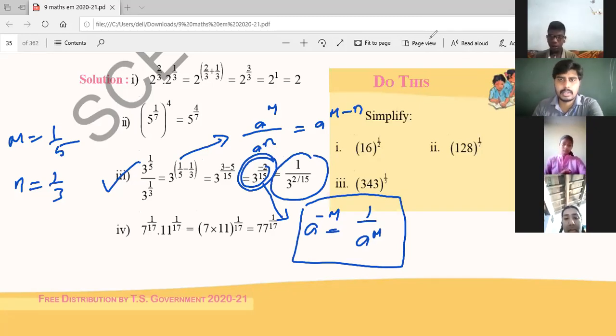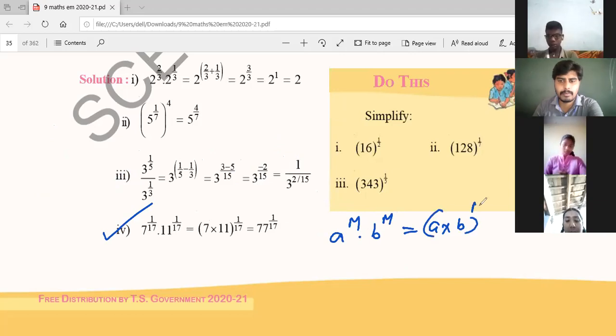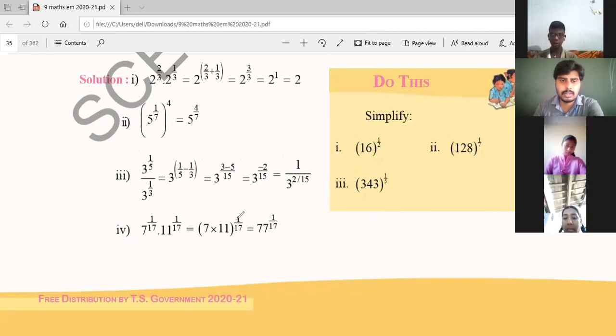Okay. Next, number 4. 7 power 1 by 17 into 11 power 1 by 17. So bases are different, but powers are the same. So what do we do? We have a power m into b power m, which we can write as (ab) whole power m. So where a is equal to 7, b is equal to 11 and m is equal to 1 by 17. Okay, clear? So replace the values: common power, different bases, (7 into 11) whole power 1 by 17, which is nothing but 77 power 1 by 17 is the answer.